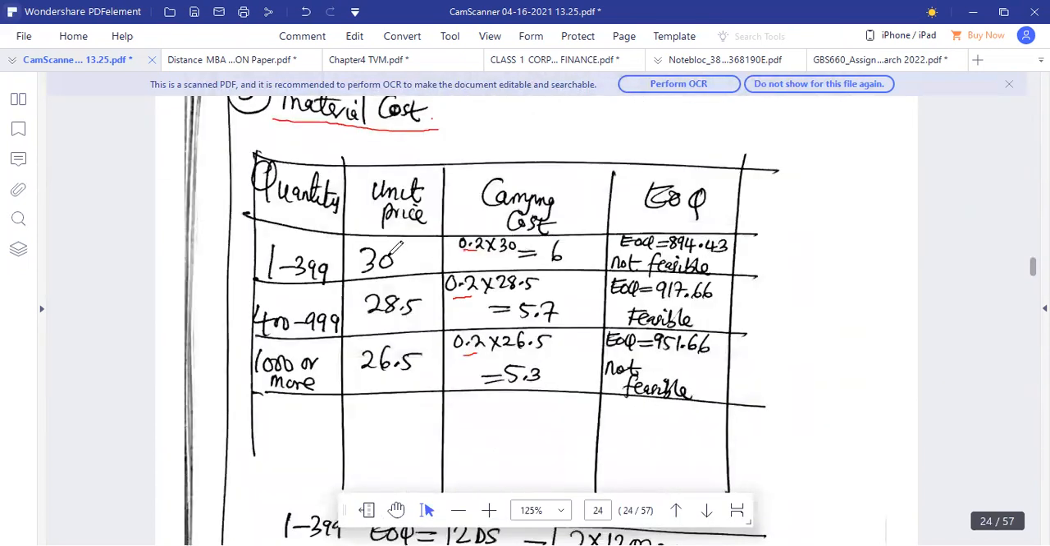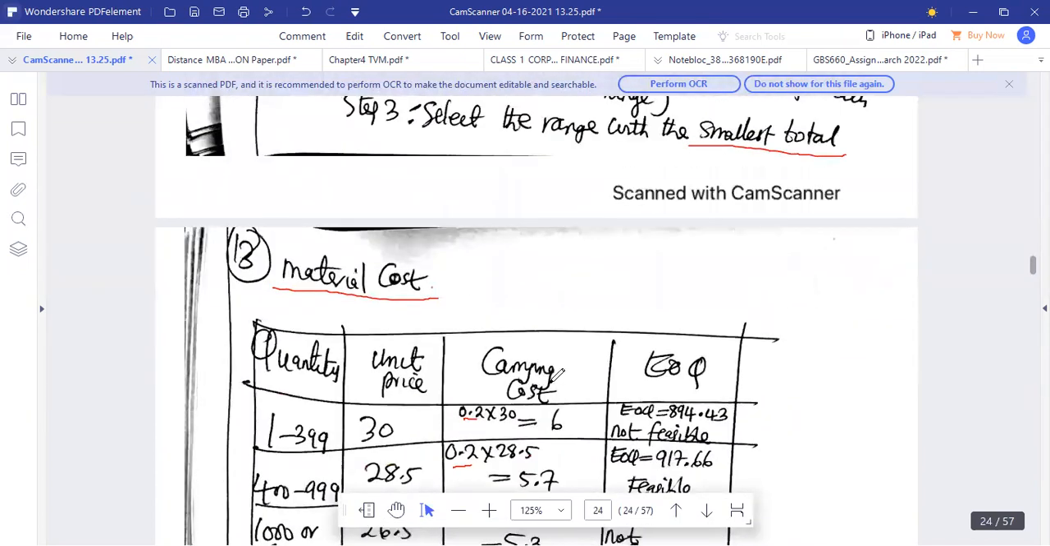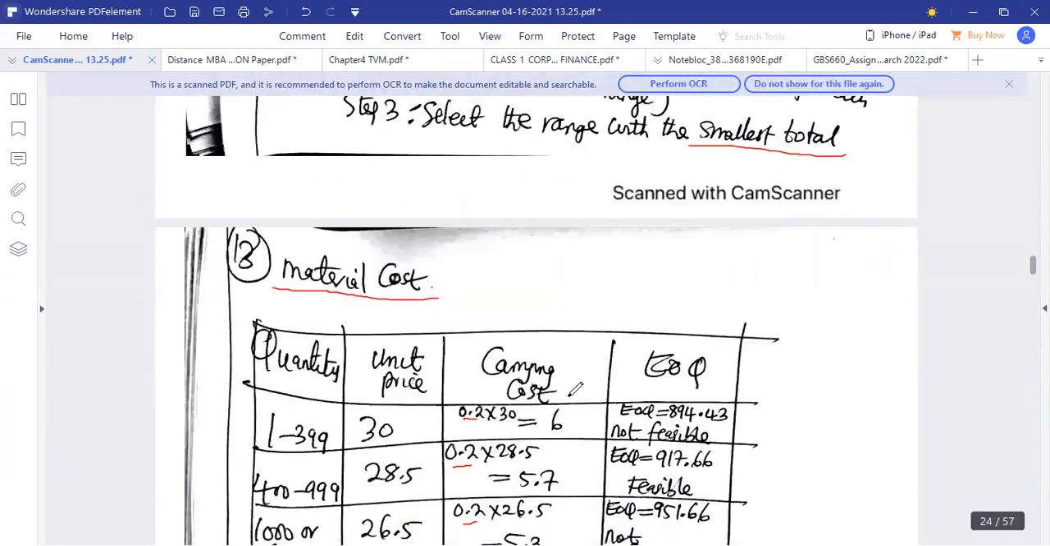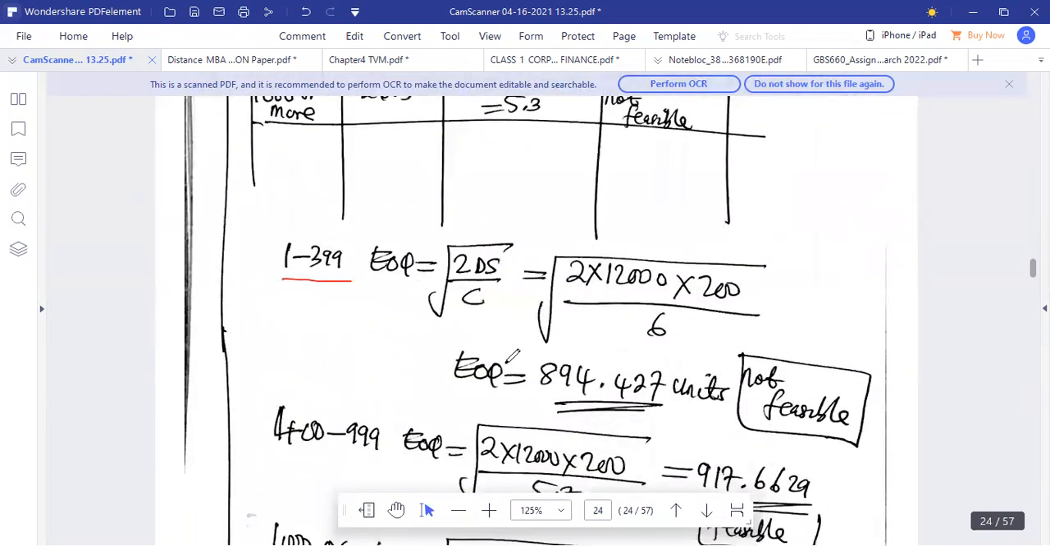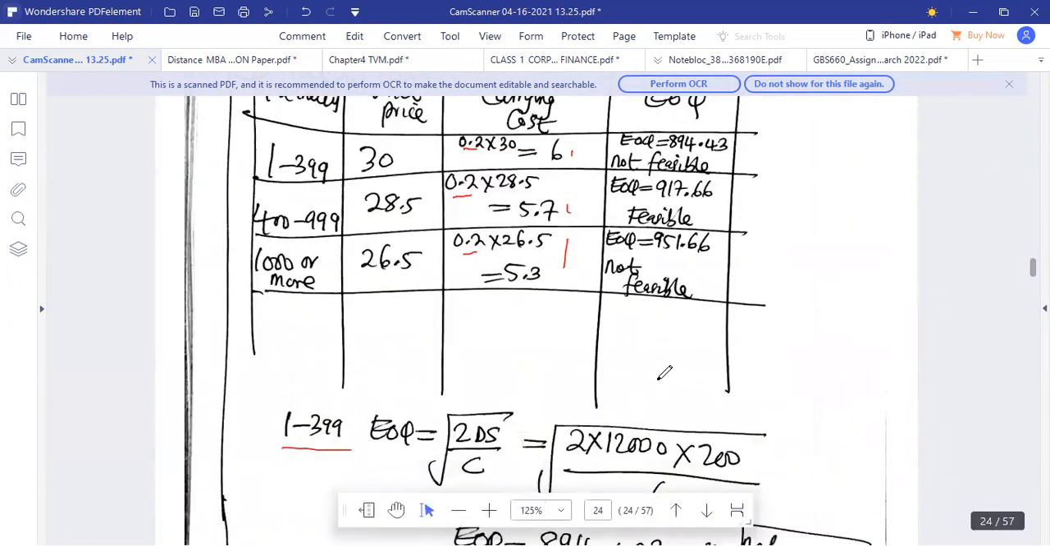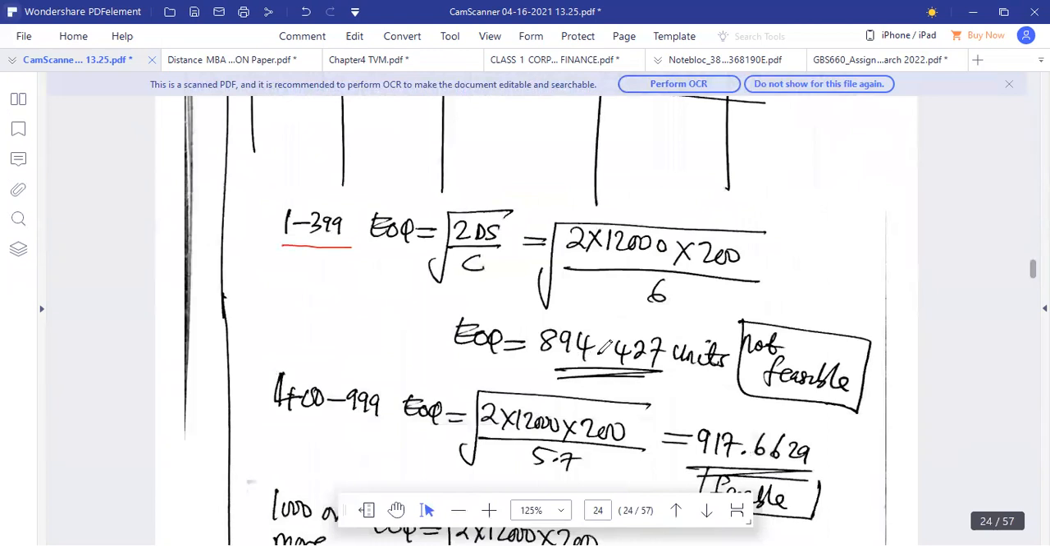So the current cost for the first range, because the rules of the game at step 1 are that we find the EOQ for all ranges. So you're finding the EOQ for range 1, using 6 as the current cost from the table. Then the other one was this current cost, and the other one was this current cost. So you can see 894.427.